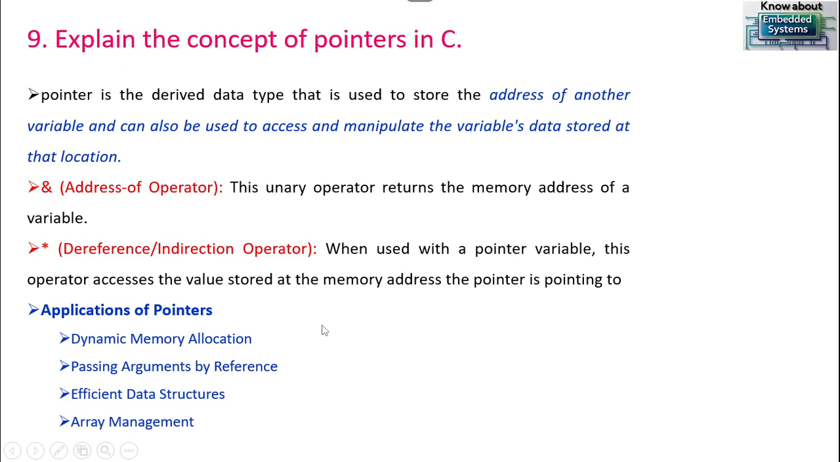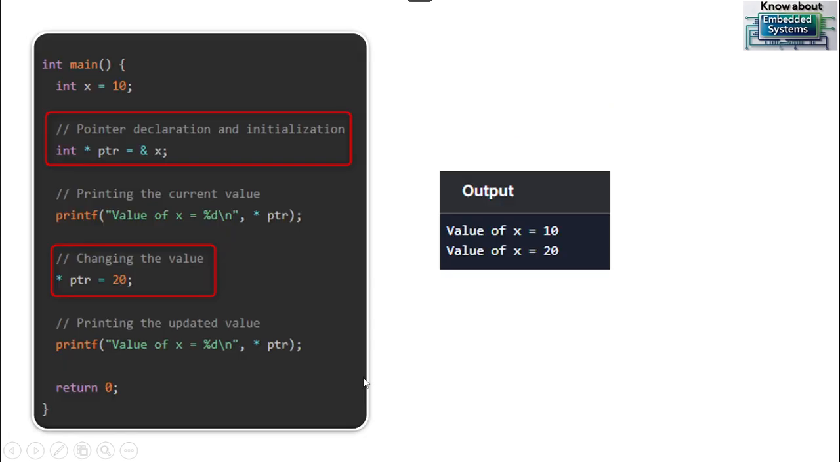So where will we use these pointers? Pointers are used in almost all C programming and in almost all embedded system applications. Examples I have considered here are dynamic memory allocation, passing parameters by reference, data structures, and array management. Also, pointers are used in embedded systems to point to specific memory. Whenever you are dealing with memory operations, we will use pointers.